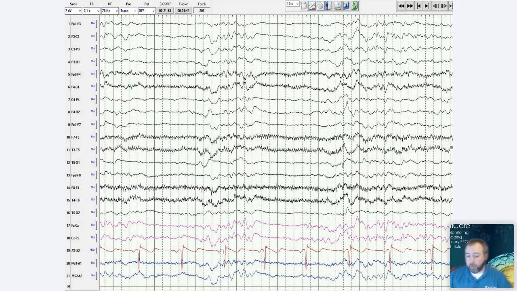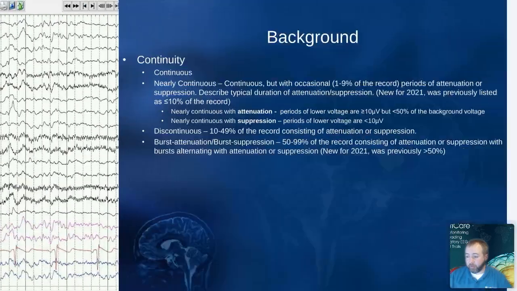Here, this patient was in burst suppression, and as sedation began to be weaned, it became discontinuous before coming all the way back to continuous. So it kind of worked its way along to become more continuous again. Here, the suppression patterns are taking up about 35% of the EEG, so it would be considered discontinuous.